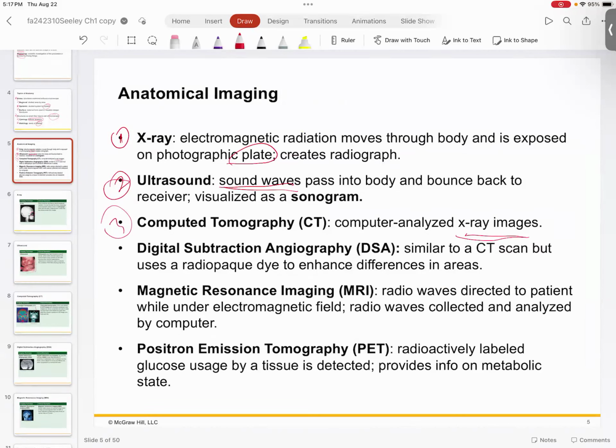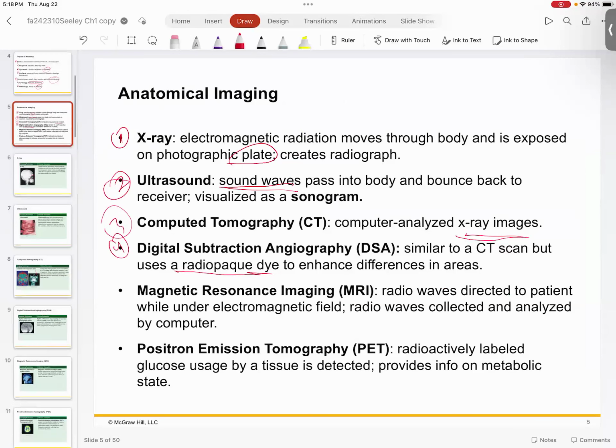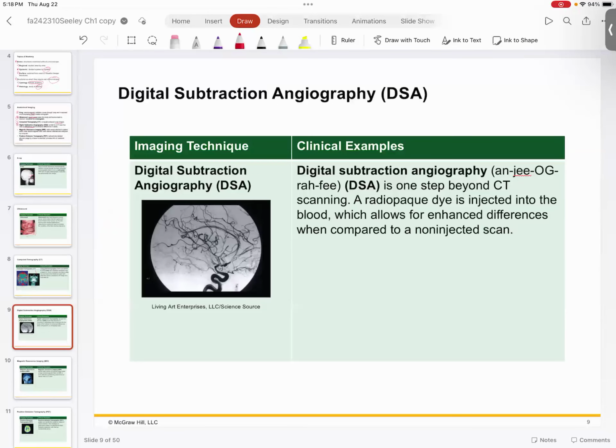Okay, next one is DSA. So DSA is digital subtraction angiography. It's kind of like a CT. In this case, what happens is you use a radioactive or radiopaque dye. And this helps to enhance differences. So you use a contrast essentially in this particular case, and then your digital equipment will actually capture the image of the contrast itself.